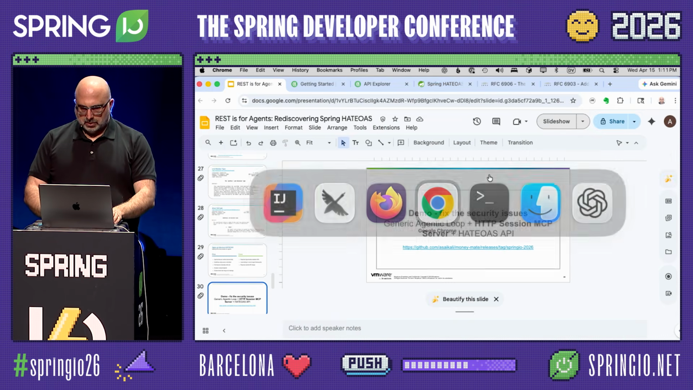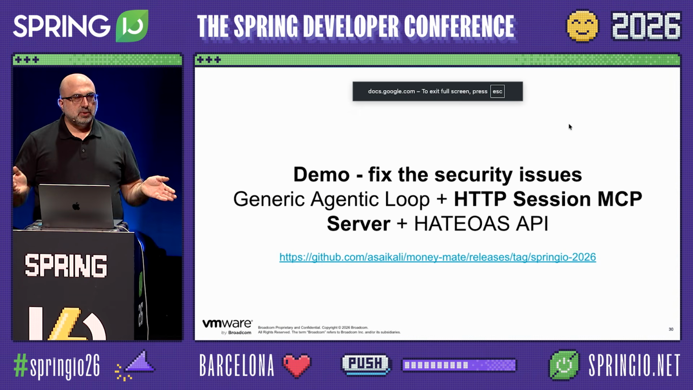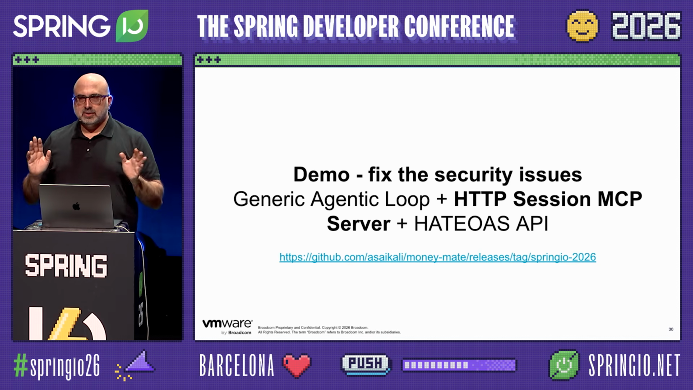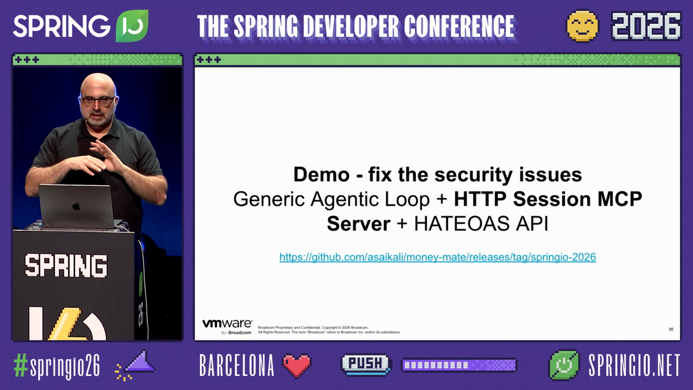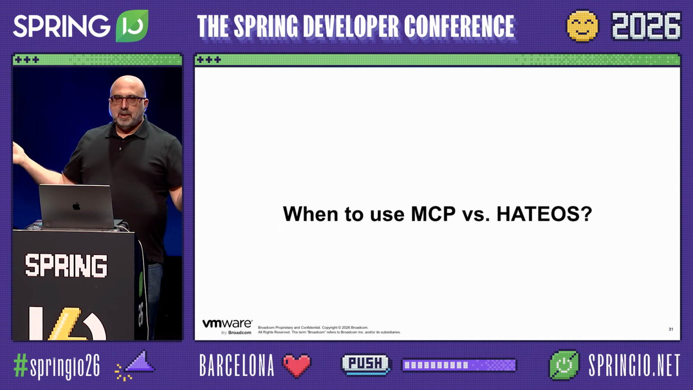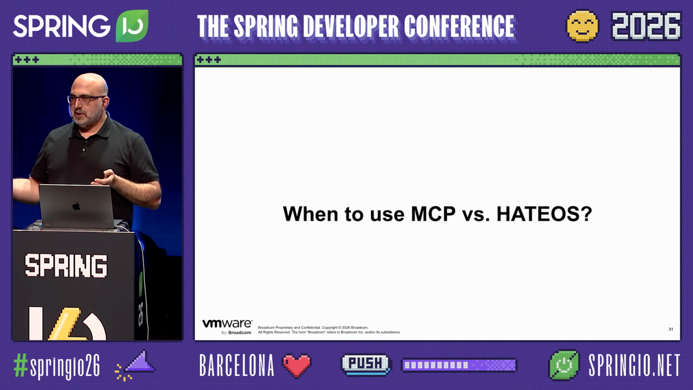All right, let's go back to the slides here. So it just showed you how to actually fix the problem with the security. There are many other ways you could do this that I'm exploring, like egress gateways and all sorts of other stuff. So now you might be wondering, okay, when do I use MCP versus when do I use HATEOAS?